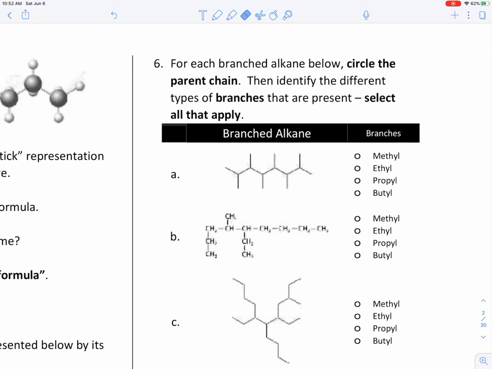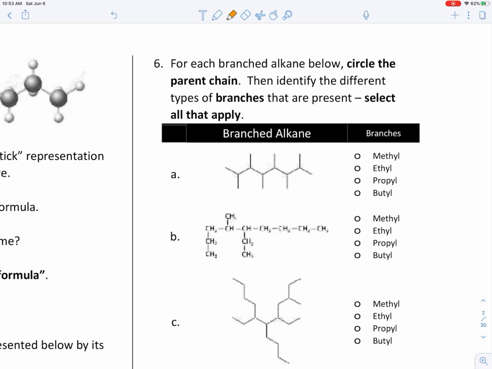Alright, so this is a quick temporary video for organic chemistry, alkane nomenclature. This is a booklet of organic chemistry that we are working on. Question number 6 tells us to circle the parent chain in the molecules and identify the type of branches that are in each molecule. So let's begin in part A.